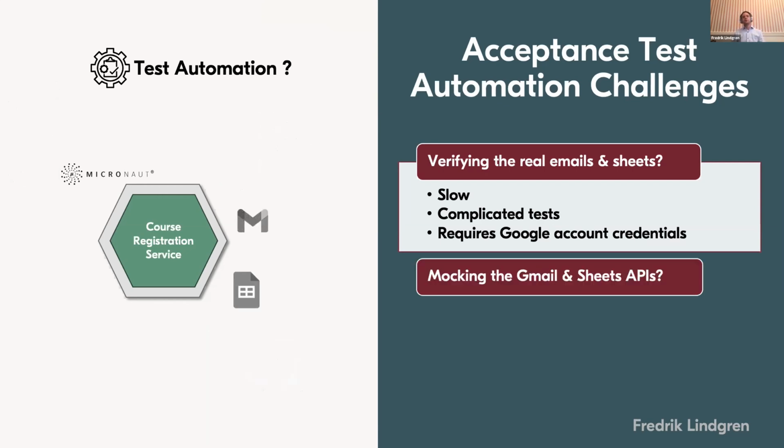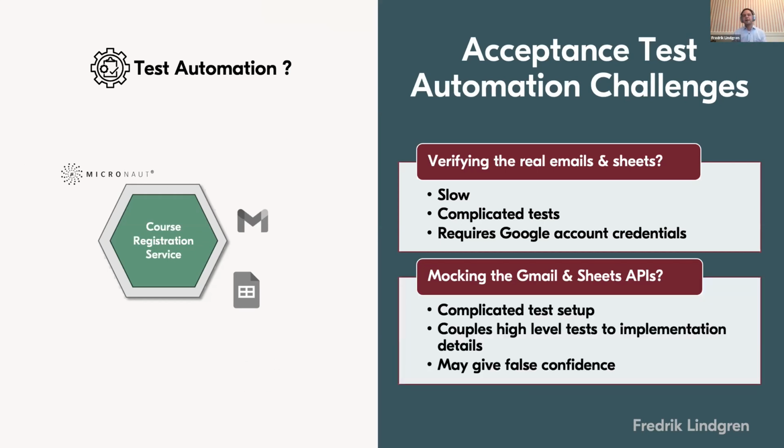Another alternative would be to add mocks for the APIs, the Gmail and Google Sheets APIs, instead of using the real thing, just verifying how we interact with it. That would end up with a really complicated test setup, and it would couple our tests to implementation details in those APIs. And it may also give false confidence because we would be making up how we assume that the actual API implementation behaves. So that's kind of the background to the challenge.